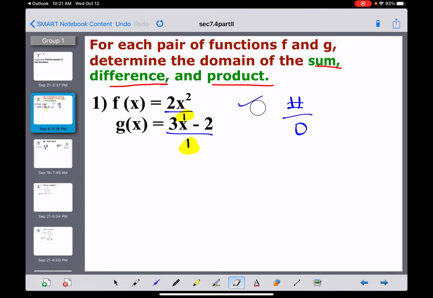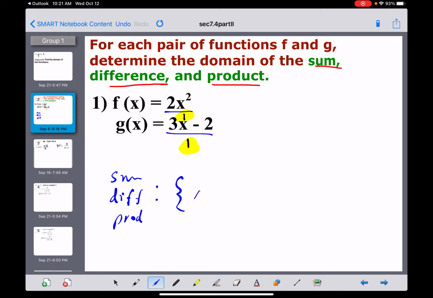So for this one right here, we're going to write the domain using set notation. So sum, difference, and product. For all of these two functions, it's going to be x such that x is all real numbers. And that is the notation for all real numbers. You don't have to write it out, just use that symbol. Okay, let's move on to number two.